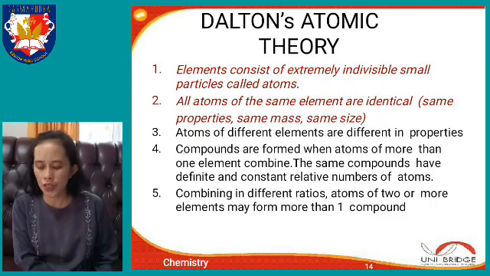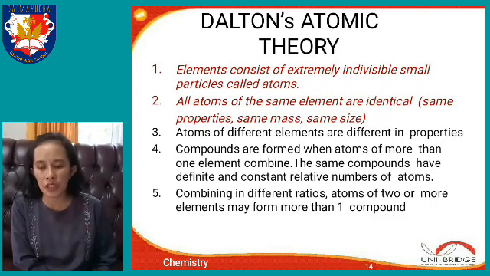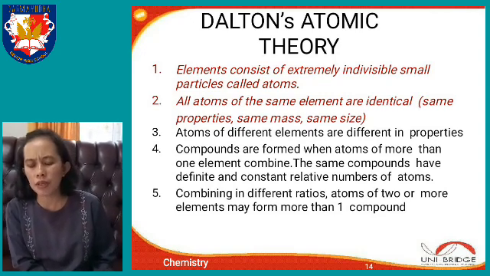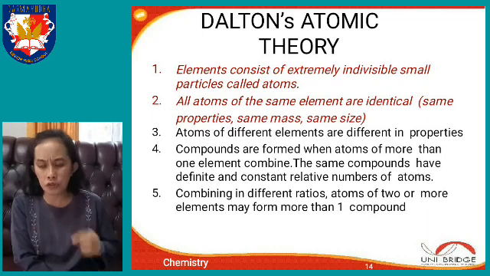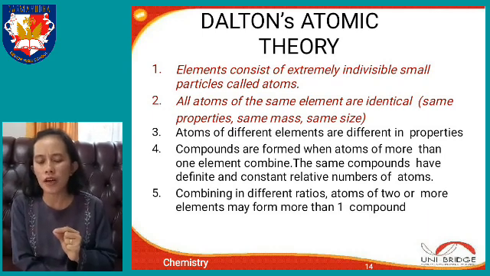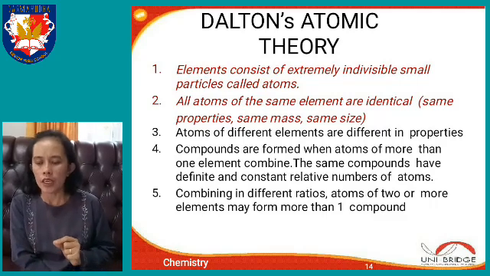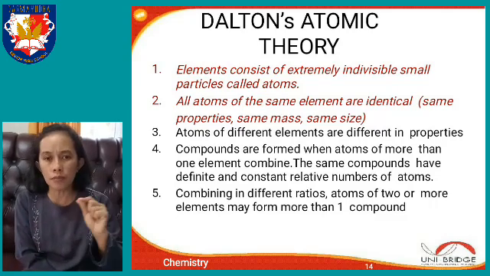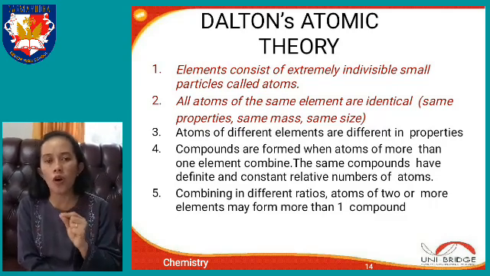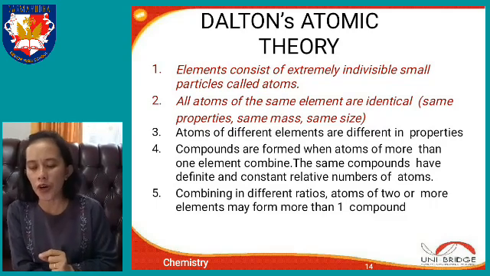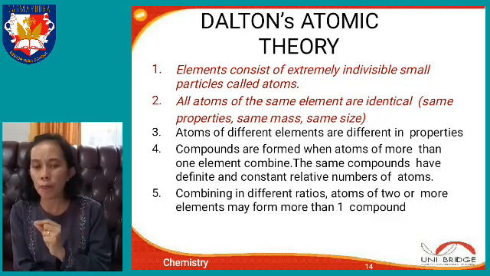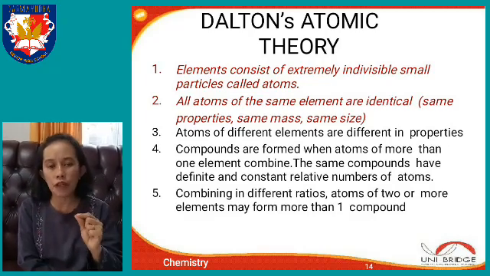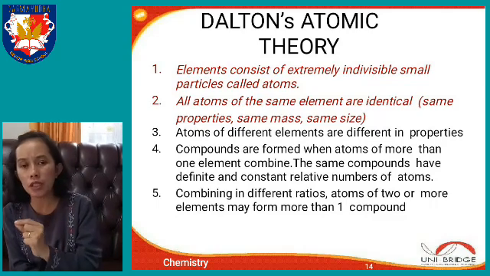and this kind of theory was based on his experiment, and the theory is called Dalton atomic theory. The first Dalton atomic theory is that an element consists of extremely small indivisible particles called atoms. The second is that all atoms of the same element are identical, so all atoms of the element gold are identical. The third, atoms of different elements are different in properties.